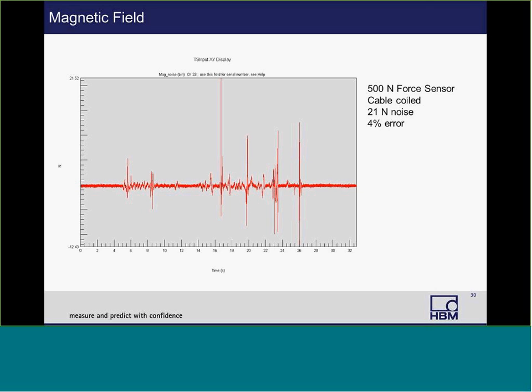Now, one thing I did here is I coiled my cable in the middle. I think I did 3 loops, and then I took my magnet and I moved the magnets back and forth to create an alternating magnetic field, or a changing magnetic field. And you can see all these spikes in this data. With the largest one, I was able to create a 21 Newton signal in engineering unit. And so if we look at that versus our nominal rating of 500 newtons, that's a 4% error in our signal.